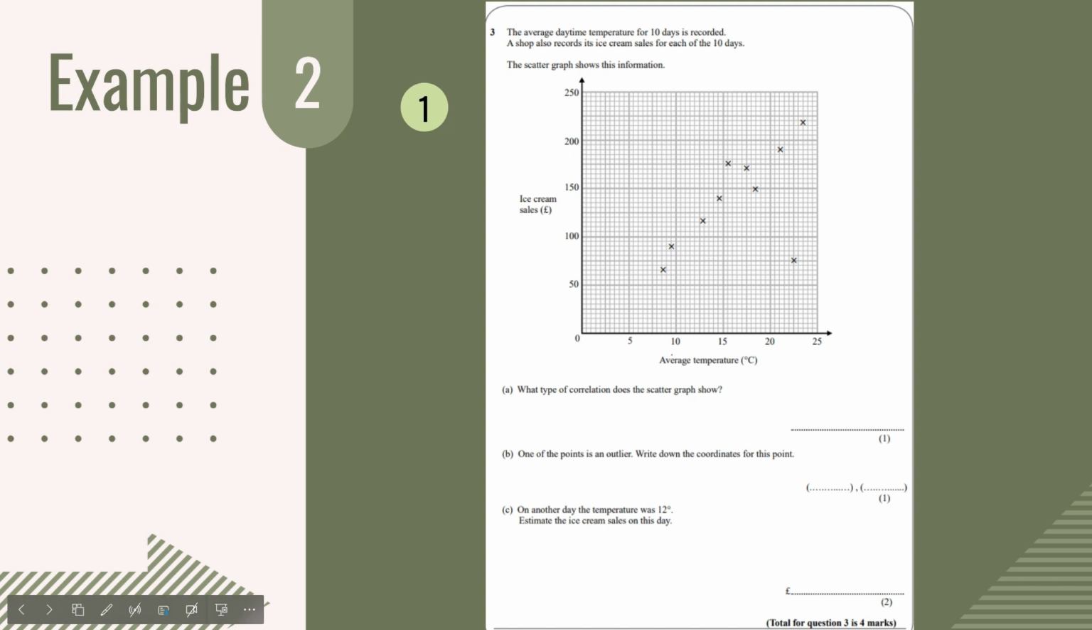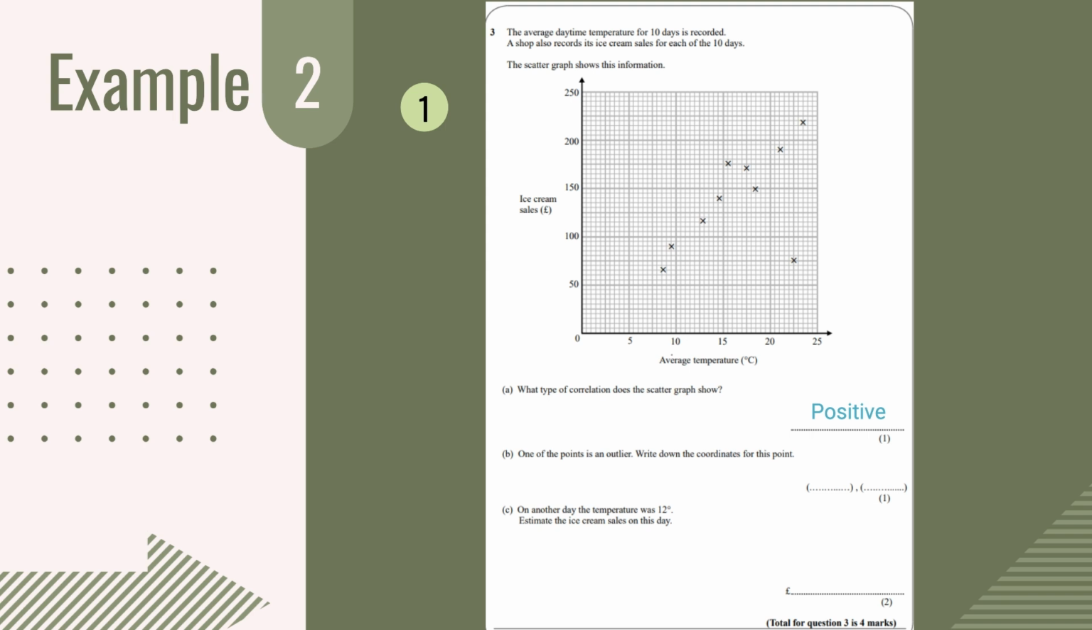So, the question says the average daytime temperature for 10 days is recorded. The shop also records its ice cream sales for each of the 10 days. The scattergraph shows this information. What type of correlation does the scattergraph show? As we can see, the data is going up in an upward trend, so it's positive.